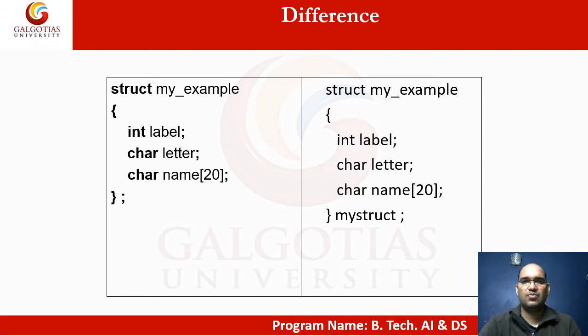Okay, students, can you tell me what is the difference in these two examples? The first example is struct my example, and then we have int label, char letter, char name 20, and then we have put the semicolon over here. In the second example, it is almost the same: struct my example, int label, char letter, char name 20. So up to this point, both the examples are of the same type. But what you will see at the end is that here we have put my struct. Is there anyone who can tell me the difference in these two examples, this one and this one?